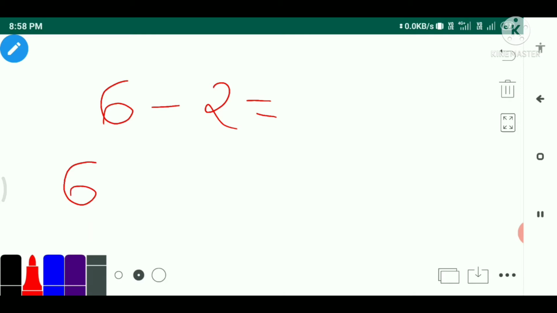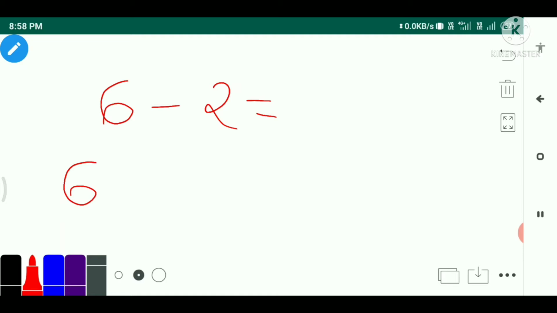So 6 is there, and we have to subtract 2 from 6. Now we'll move in a backward direction. Suppose 6 is there, then the number that is placed before 6. What is the number placed before 6? 5, right? Now what is the number placed before 5? It will be 4, right? Like that we will cross in backward direction.